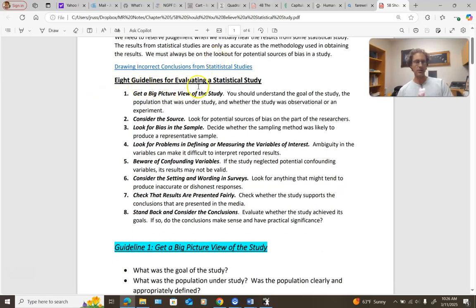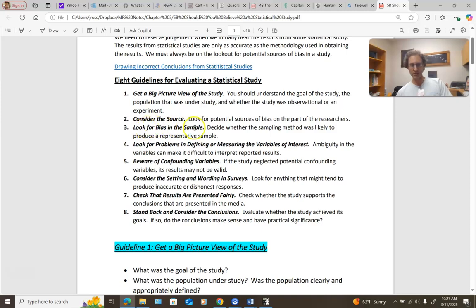It says 8 guidelines for evaluating a statistical study, and we're going to look at each of these in a little more detail. The first one says get a big picture view of the study. And it says you should understand the goal of the study, the population that was under study, and whether the study was observational or an experiment. We've talked about the difference between an experiment versus an observational study. We've also talked about population. We take a sample, and from that sample we make inferences about the population, but we want that sample to be representative of the population.